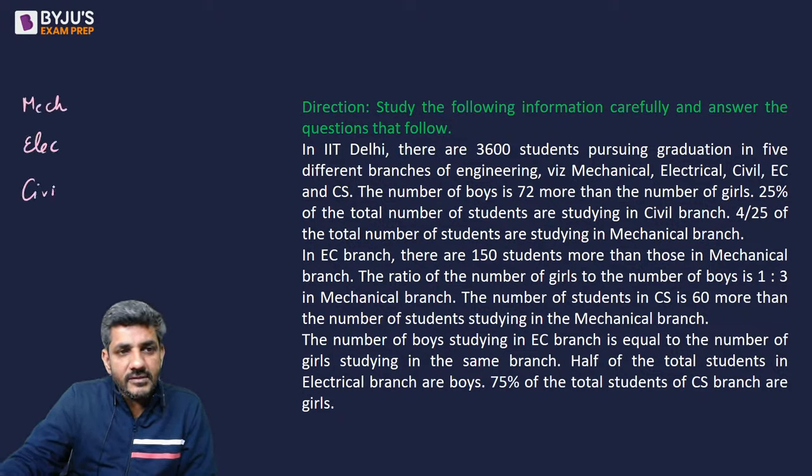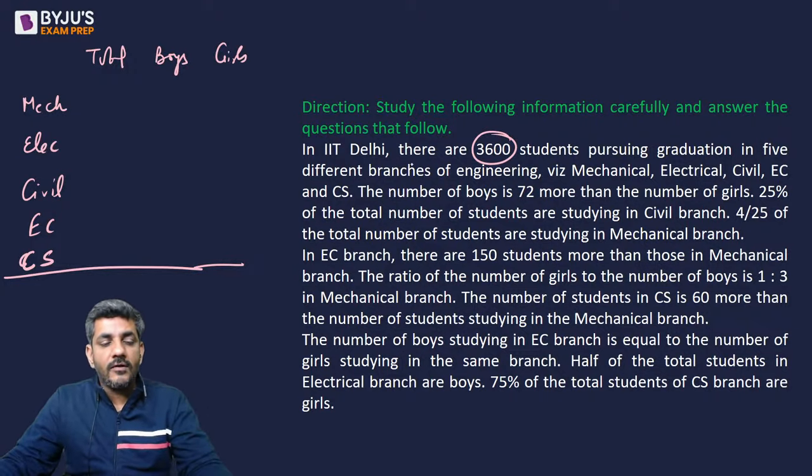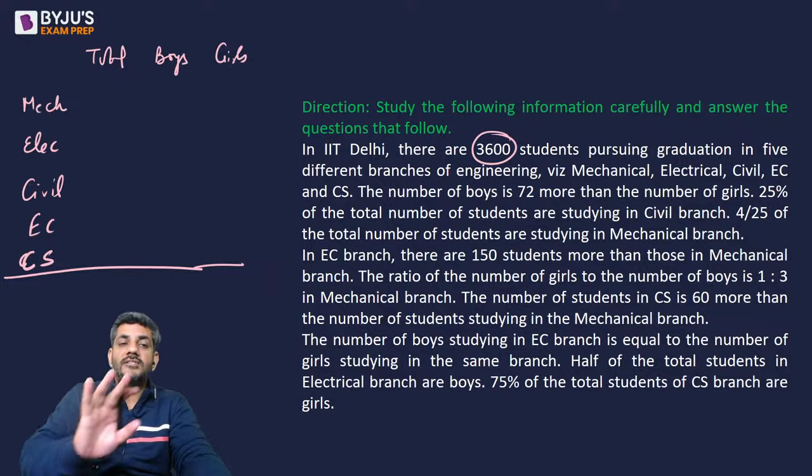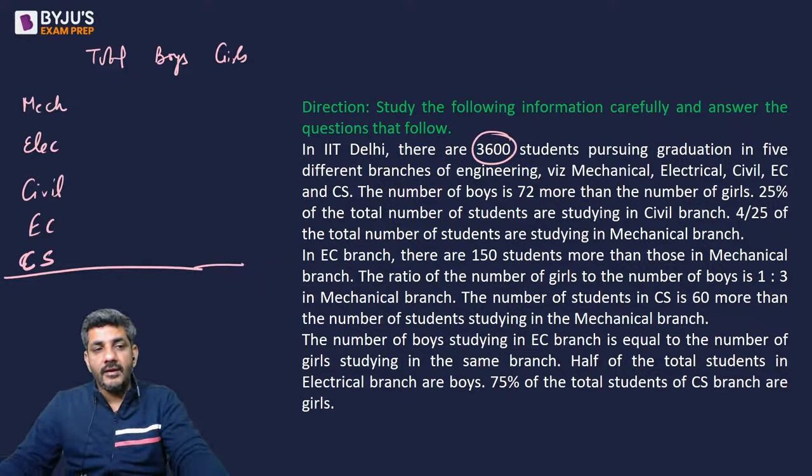And in all these 5 departments, first of all, there is a total number of students. There are some boys, there are some girls, and we know that the total number of students is definitely 3,600. That all is given to us, and this is all that we have to make here in this table.